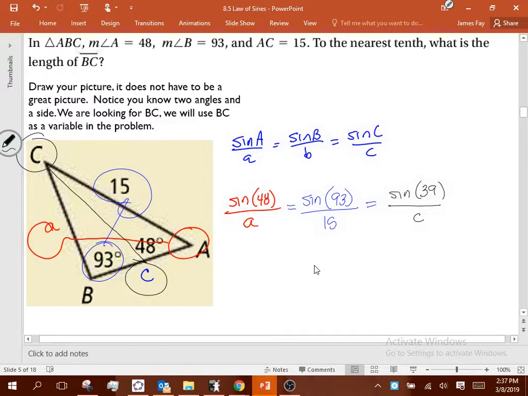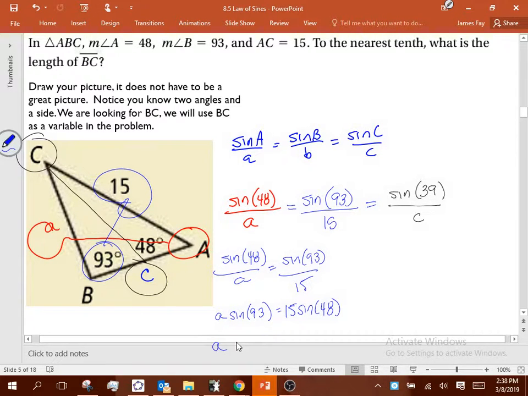So can I take the first red one and the blue one and set those equal to each other and solve that proportion? Sine of 48 over A equals sine of 93 over 15. Can we solve that for A? How do I solve a proportion? Cross multiply. So it's going to give me A times sine of 93 is equal to 15 times sine of 48, right? What do I then need to do to solve for A?